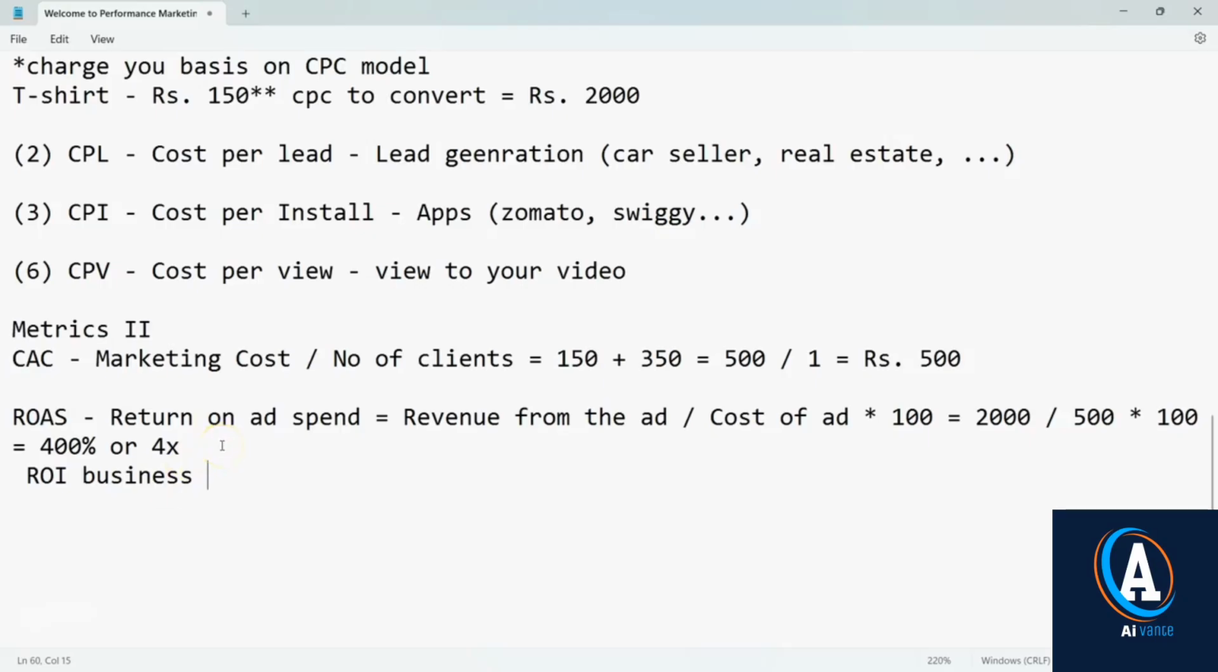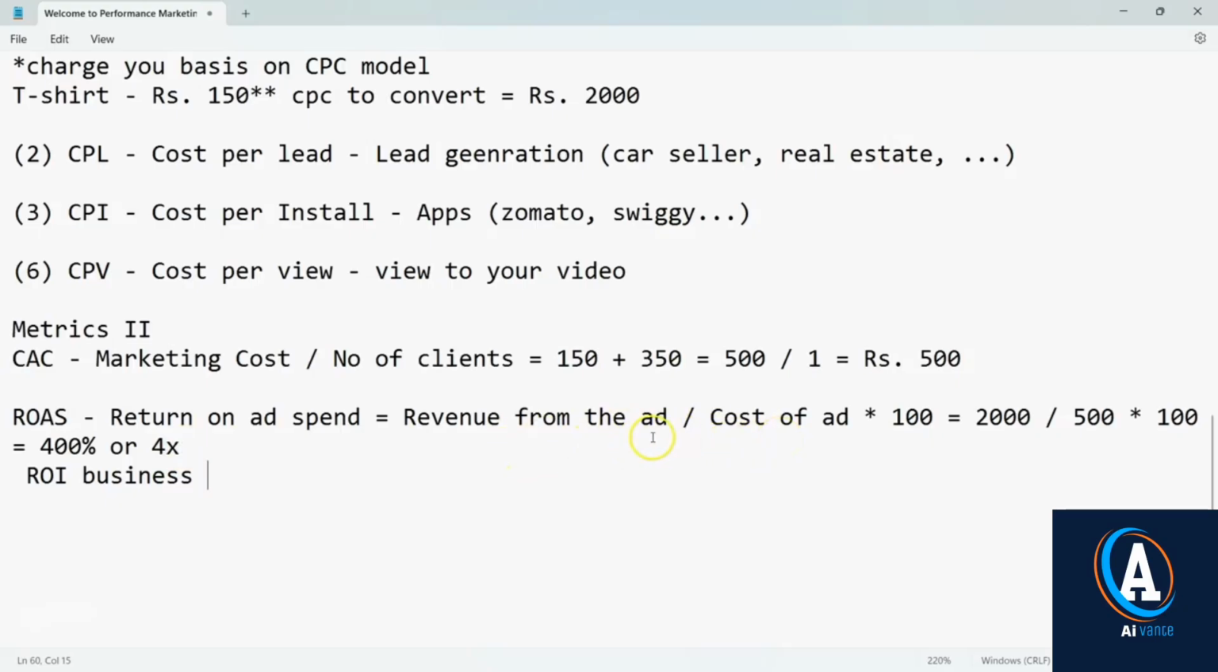Because please understand, what we are talking about is only ROAS. This is not the business returns. This is only the ad returns that we are talking about. That's why I specifically mentioned, I didn't write revenue divided by cost. I said revenue from the ad divided by cost of the ad.